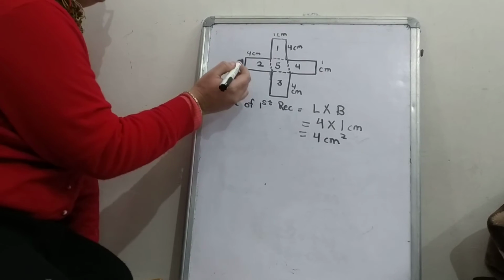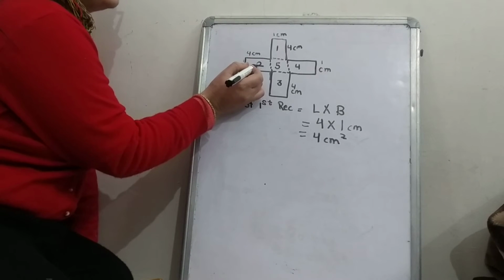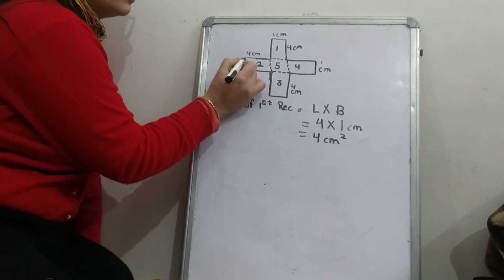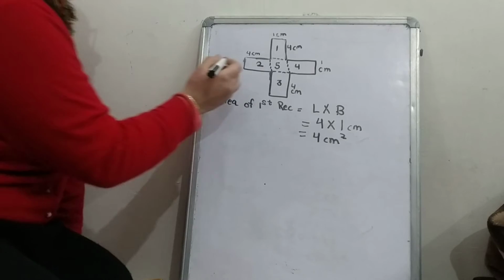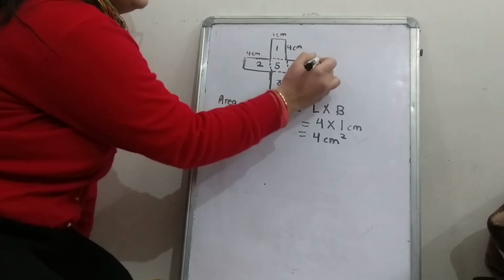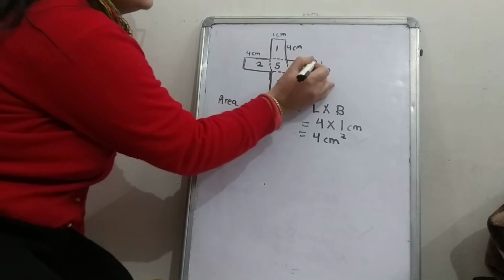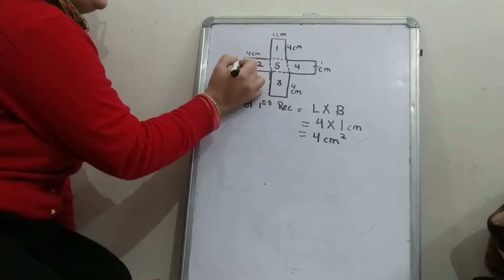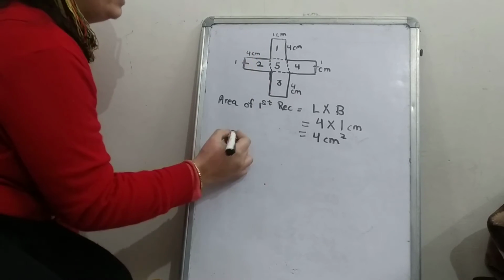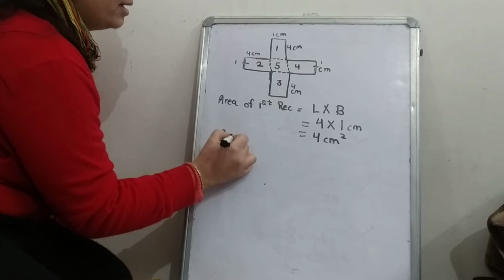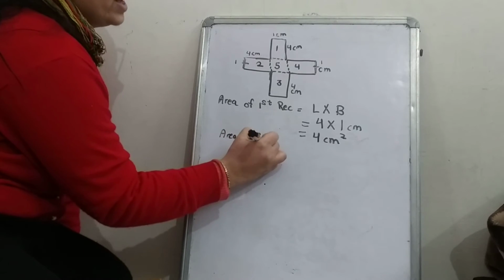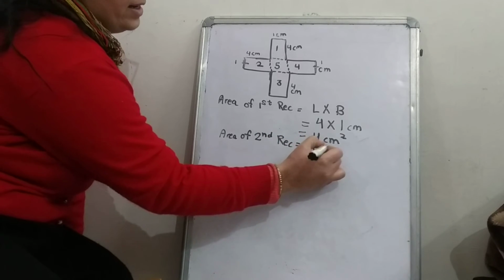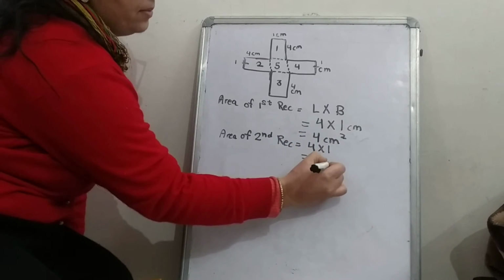Now we can find the area of the second rectangle. Again the length is 4 and the breadth is not given, but we can see from here this side is equal to this side. So if this is 1, it will also be 1. So 4 multiplied by 1, it will be 4 centimeter square. We can directly write here: area of second rectangle is 4 multiplied by 1, that is 4 centimeter square.